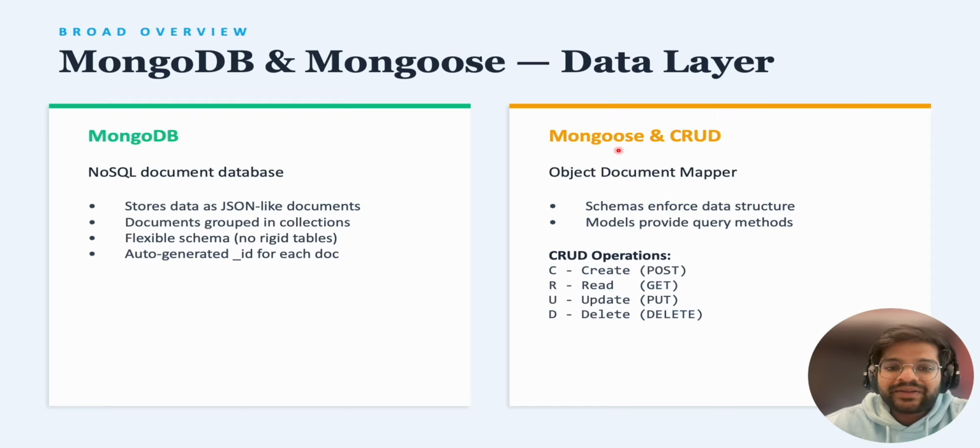Now coming to Mongoose, it is an ODM, which stands for Object Document Mapper, that we use to interact with MongoDB from our Node.js code. Mongoose lets us define the schemas that enforce the data structure. It also lets us define models.